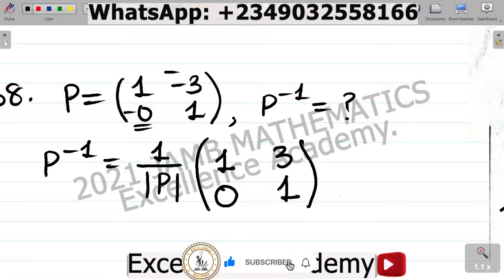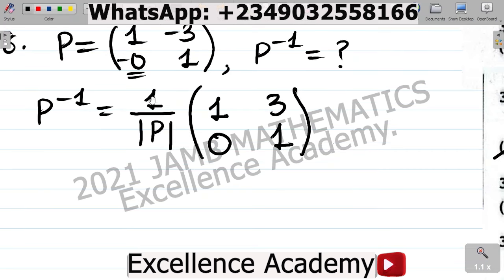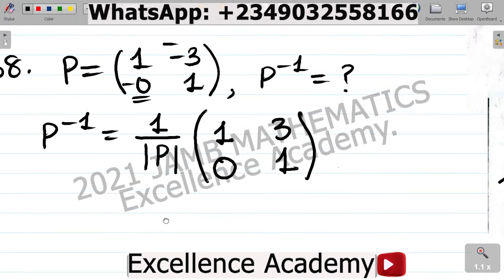So the simple concept is that this term here goes down here. That's the first thing. And then the term that was here goes up here. That's the second thing you do. Then, of course, add negative to this term, then add negative to this term. Then when you're done with that, multiply it with the inverse of the determinant.